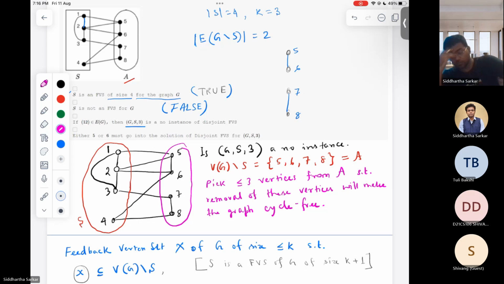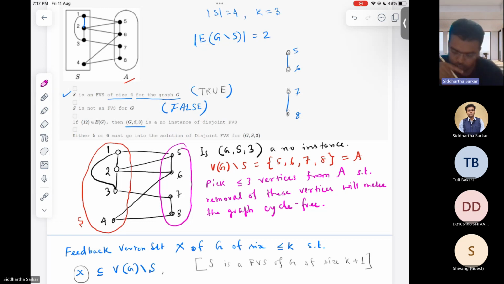So what do you think? Is it possible to pick at most 3 vertices from this set? It's already acyclic. No. So now you have to understand the definition of feedback vertex set. Disjoint feedback vertex set. So what is the definition?